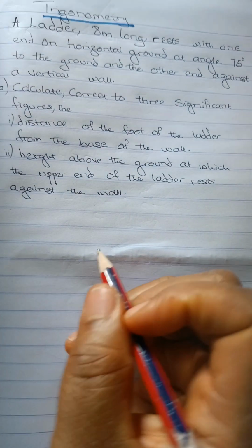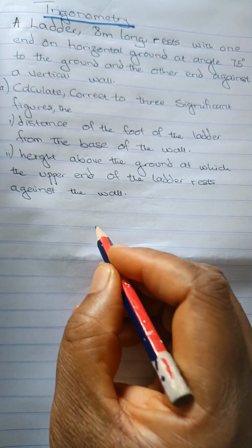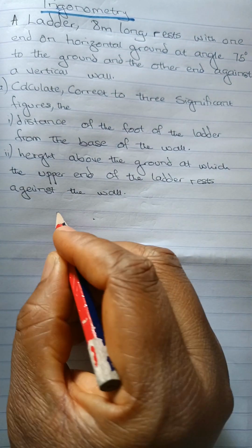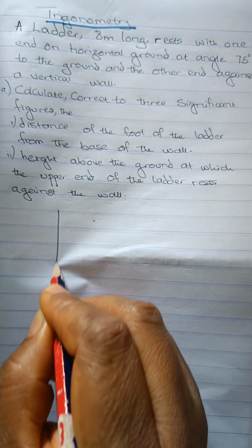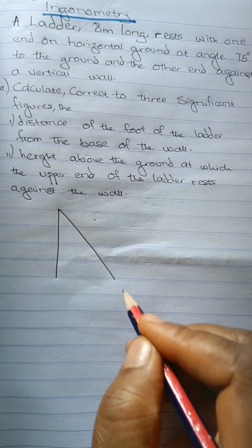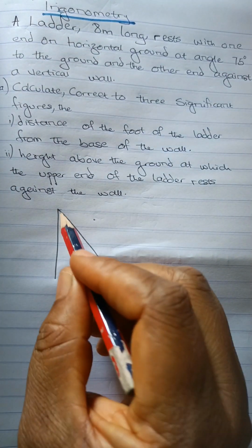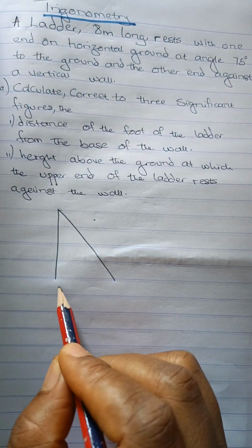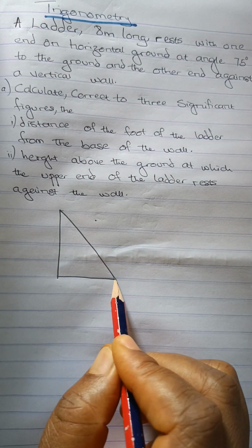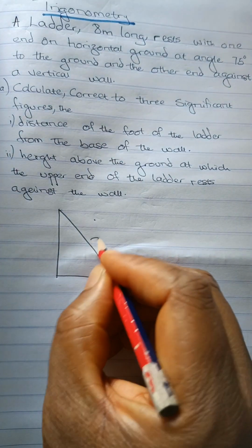So first, let's draw this out so that we can know what we're solving. It says a ladder of 8-meter long rests. A ladder is always resting on something, and the thing it is resting on is standing this way. So this is the ladder resting on the horizontal ground, and the other end against the vertical wall. This is the vertical wall. So we've just drawn it. This is the ladder, which is 8 meters.